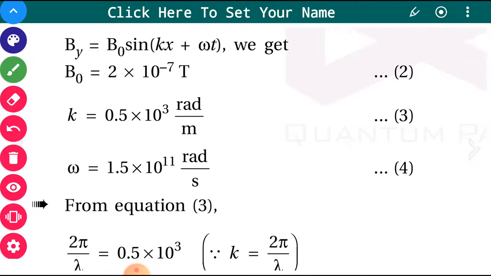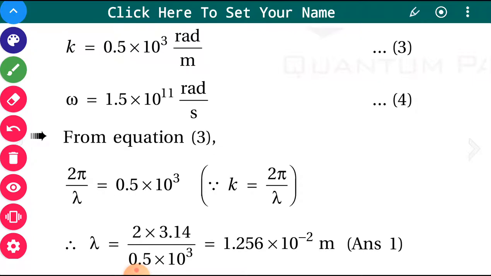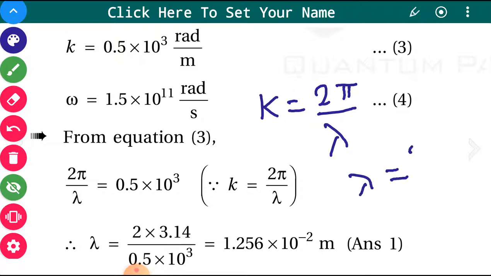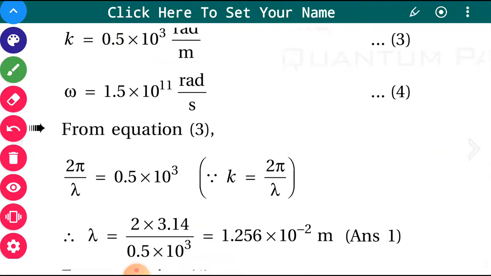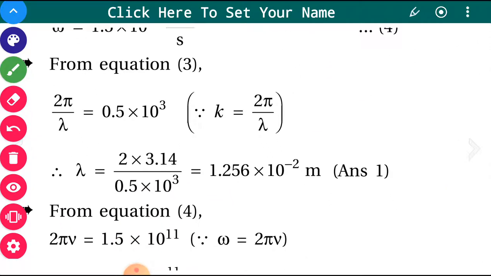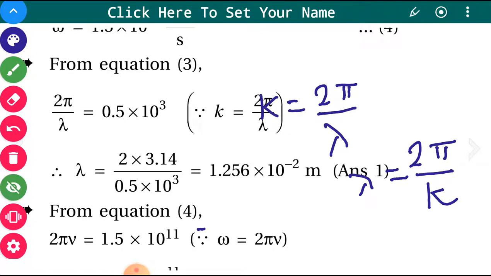Now, as we know, k is equal to 2 pi upon lambda. So we can easily find the value of lambda. Lambda is equal to 2 pi upon k. So 2 into 3.14 divided by k, where k is 0.5 into 10 to the power 3. So easily the value of lambda is obtained.